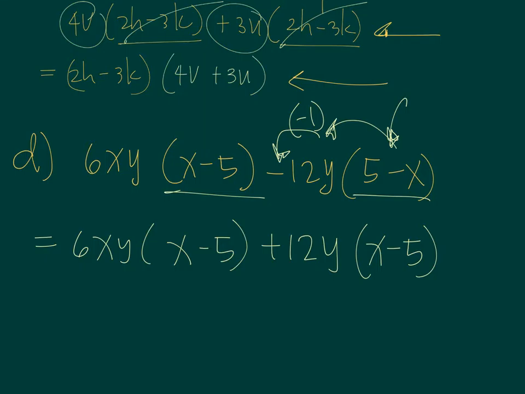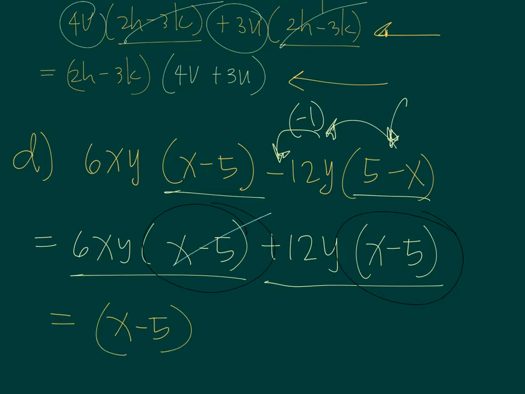Now, if you look at this, there's a common factor now, x minus 5. So you can factor out x minus 5. Then if I factor that out, you have 6xy on the first. And then if you factor this out, you have plus 12y on the second.